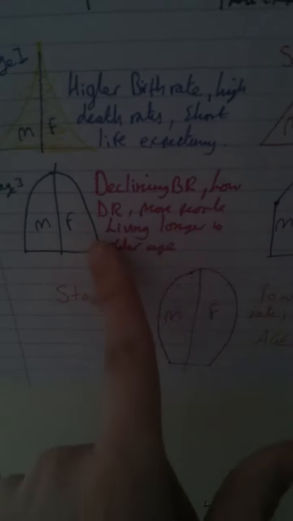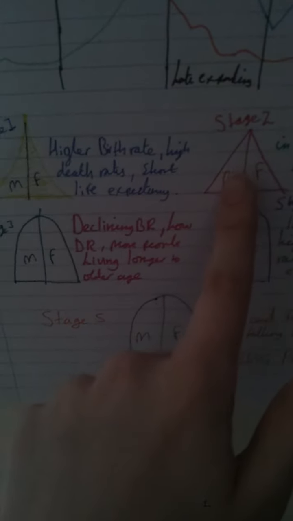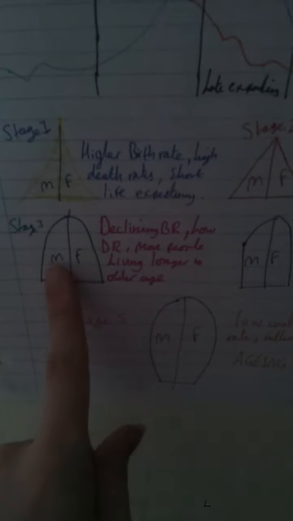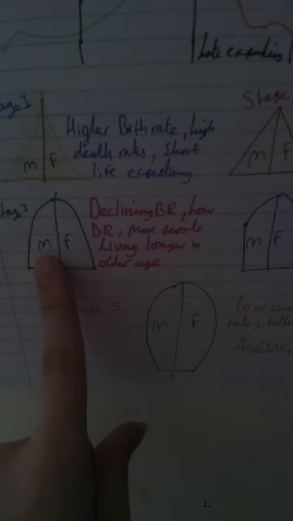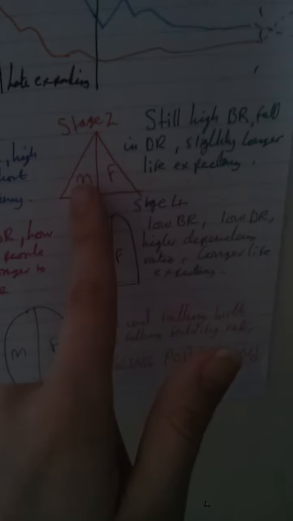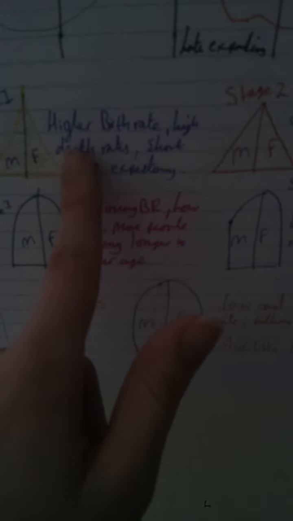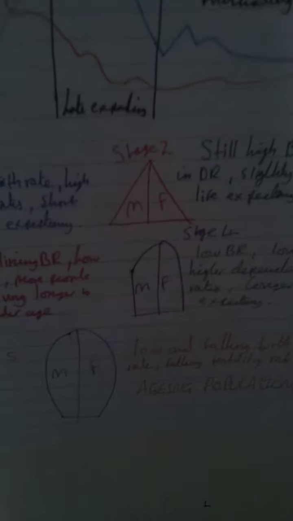So in stage 3, you have a decline in birth rate, low death rate, more people living longer in old age. From what I'm aware, I think it was Kenya went into kind of stage 2, stage 3. Was it? Oh no, I think they're in stage 2 because they have a higher birth rate. They must have gone from stage 1 to stage 2 because they had a high death rate, but the death rate is starting to decrease a bit. I'm not sure whether they went into stage 3.